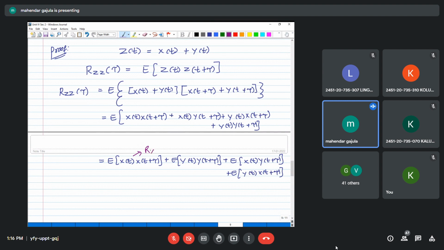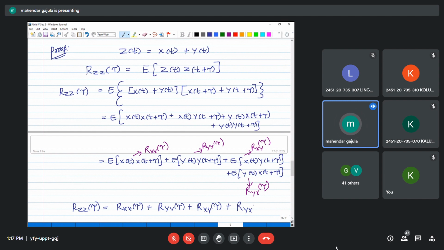This one is r double x tau, and this one is r double y tau, and this one is r xy tau. What is the first variable? X. What is the second variable? Y. The time delay between the two is tau. And here the first variable is y, second variable is x, and the time difference between the two random variables is tau. So finally r double z of tau is equal to r double x tau plus r double y tau plus r xy tau plus r yx tau.